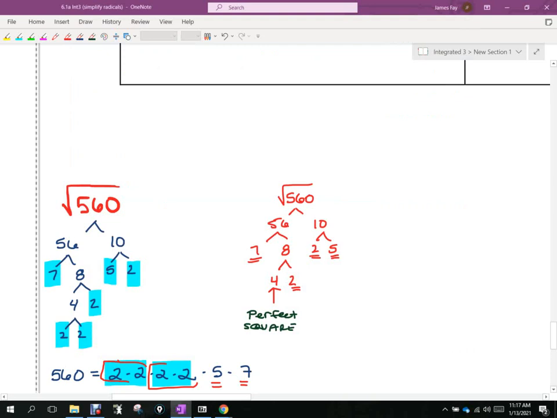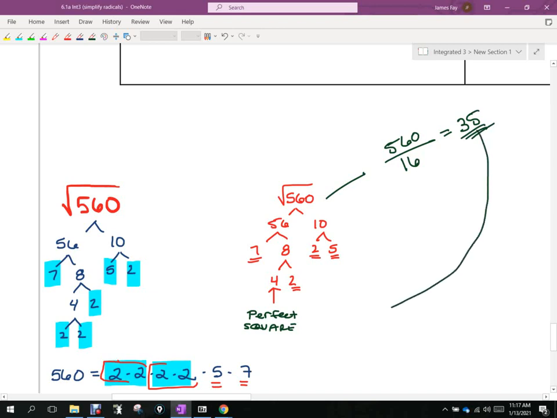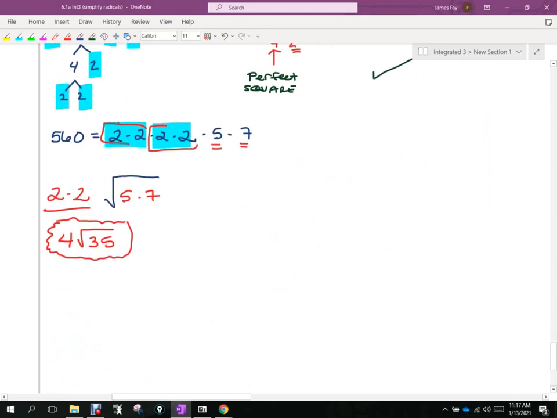this 560, the largest perfect square that will divide it is 16. If I take 560 divided by 16, it gives me 35. Does that make sense, everybody? 35 ends up being that number that stays underneath the radical in this case.